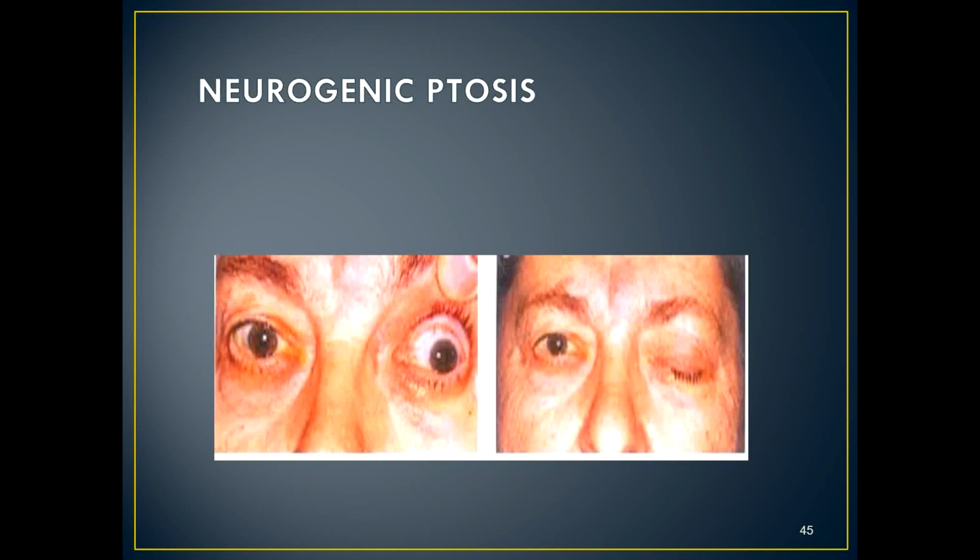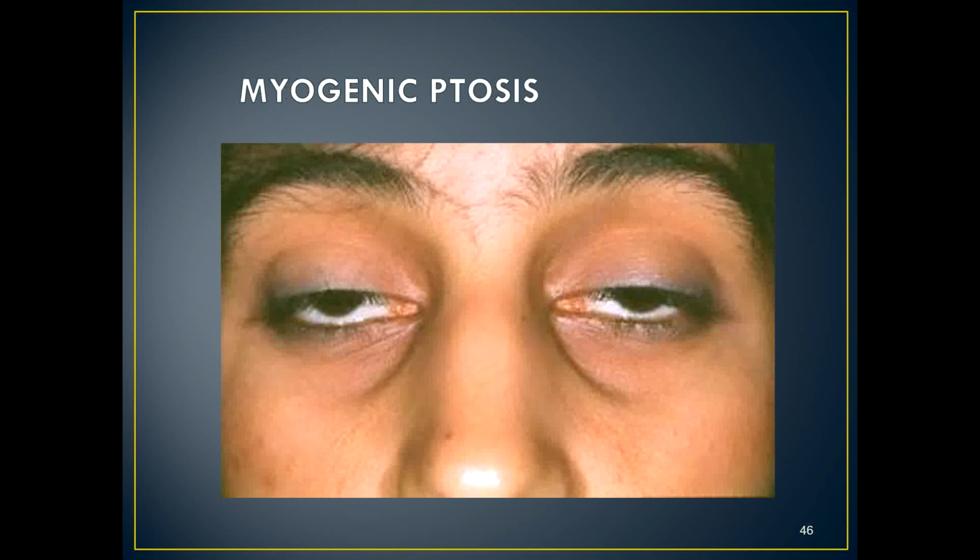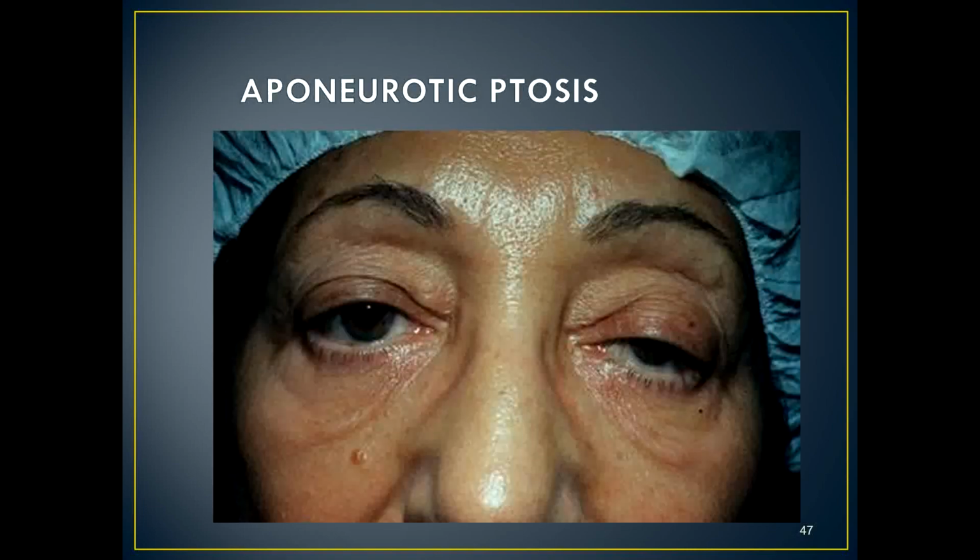When due to third nerve palsy, the left eye of the patient is involved and patient is unable to open the eye. Myogenic ptosis. When there is abnormality in levator palpebrae superioris and patient is unable to open the eyes as normal, and you can also see the absent lid crease. Aponeurotic ptosis. There is excessive skin fold present on both of the upper lids. It is more prominent on the right side.